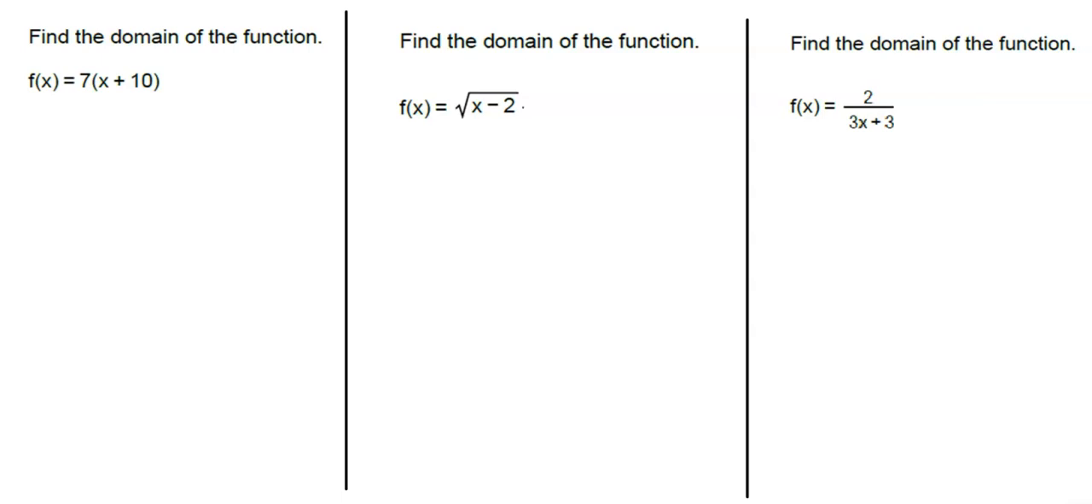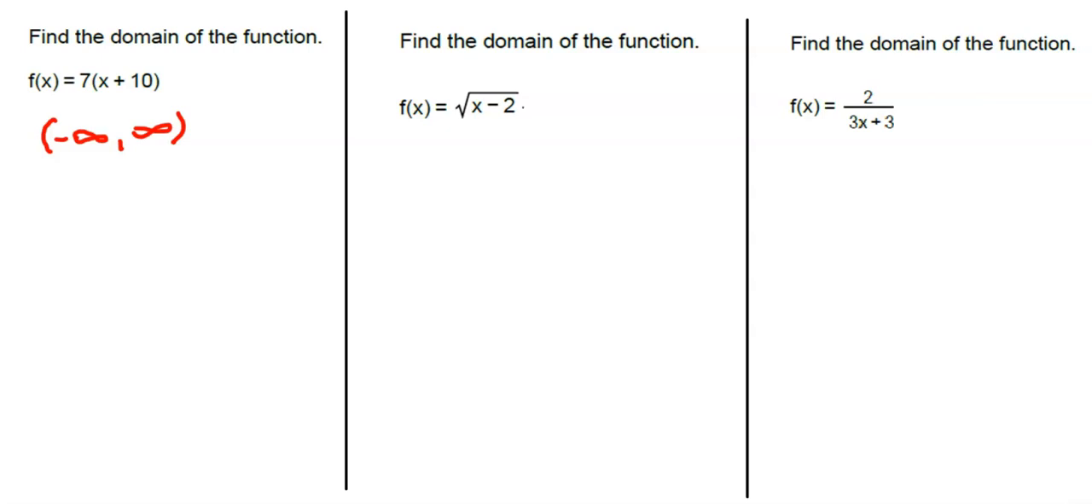Let's find the domain of each of these functions. The first one is a polynomial function, and its domain is all real numbers. So we can write its domain as all of the numbers from negative infinity to positive infinity. The second function is a square root function.